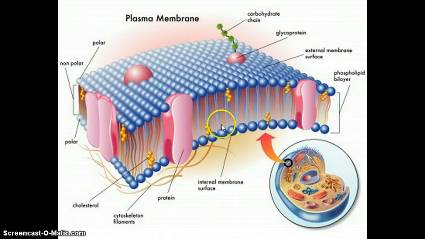Now we're going to be talking about cell transport, and when we do talk about that, we're talking about moving materials from the outside of the cell in or from inside the cell out. When we're talking about transport, one of the things that we need to take into consideration is different concentrations. And when we're talking about concentration, we're talking about how much of a substance there is in a location.